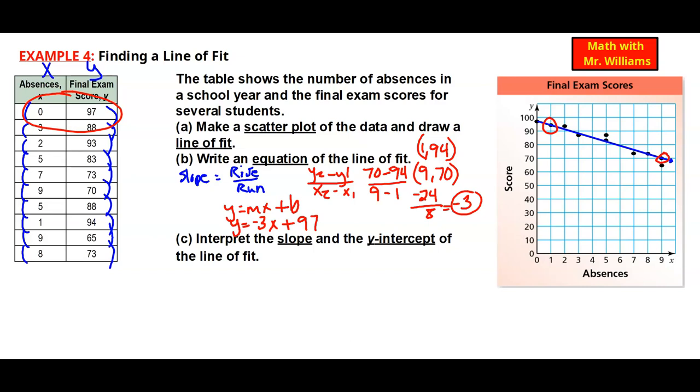So C, interpret the slope and the y-intercept of the line of fit. So the slope is negative 3 and the y-intercept is 97. So a student with 0 absences is expected to earn a 97 on the exam, and the score decreases by about 3 points per absence.